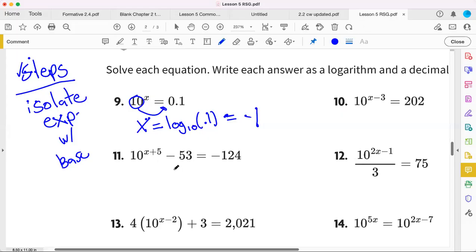All right, we're back. We should be isolating this exponential function. So you should definitely be moving that 53 to the other side. A little bit of math you'll do on the right side. This leaves you with 10 exponent of x plus 5. And now this equals, what's this going to be?